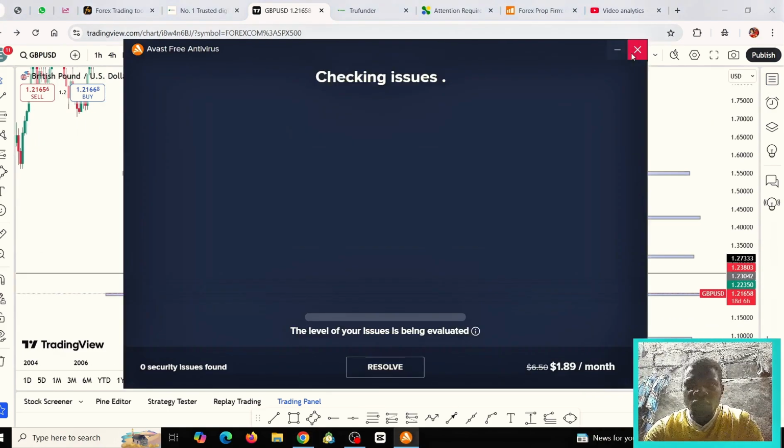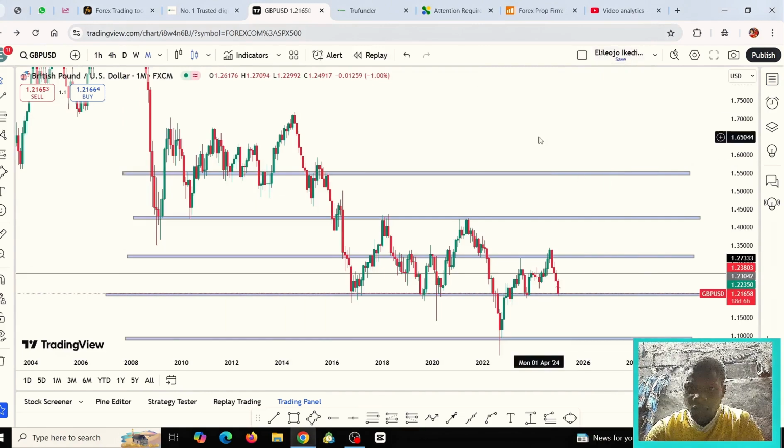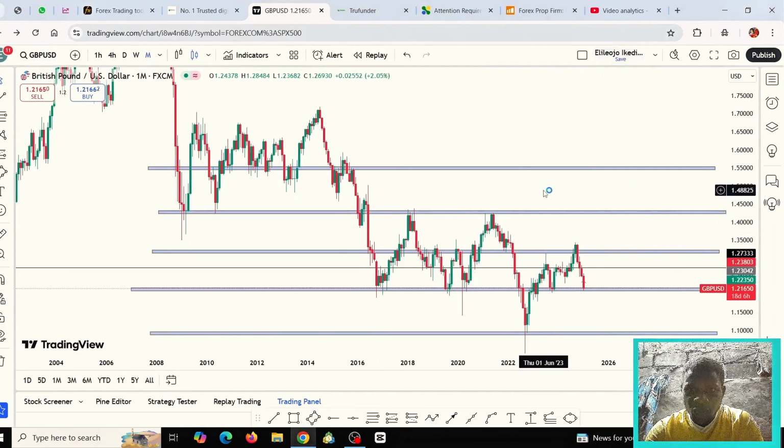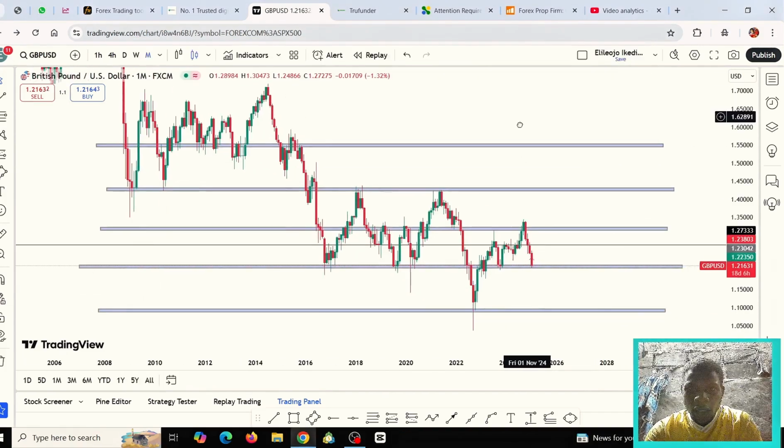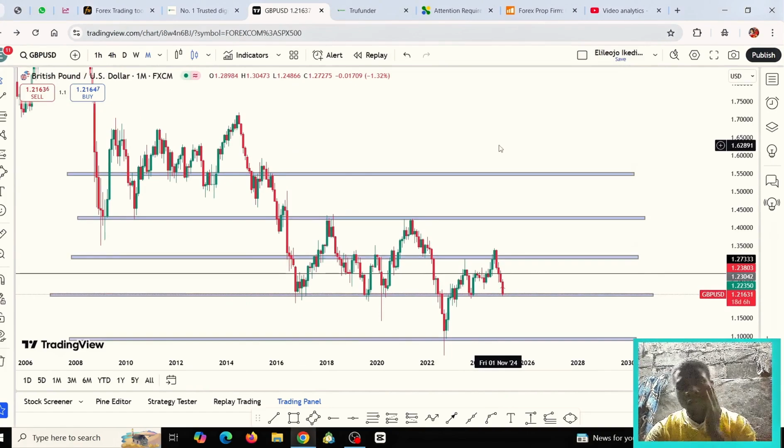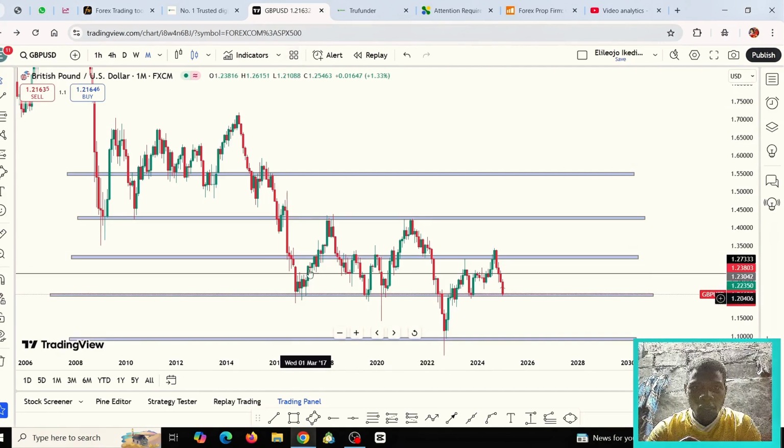Now, looking at the monthly time frame of GBP USD, we can see clearly that GBP USD is in a very, very strong downtrend: lower highs, lower lows. The market has now come in here to put in another lower high.